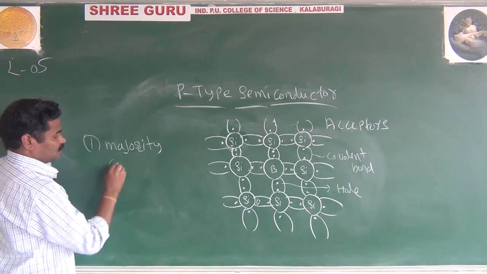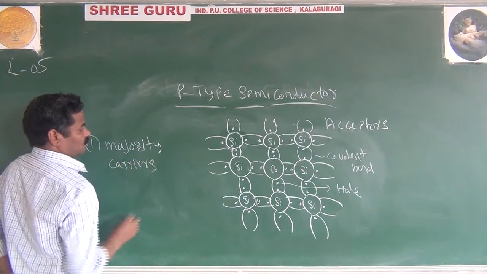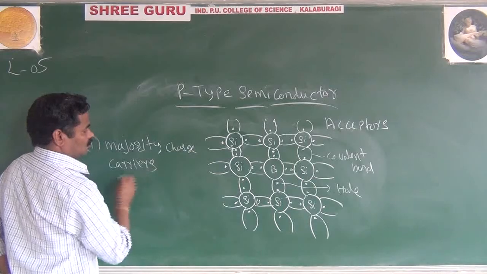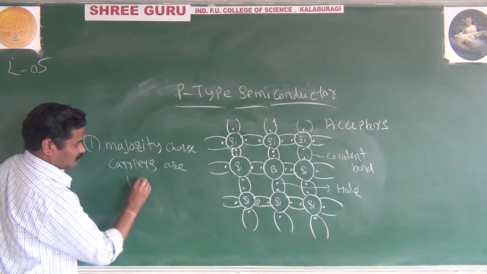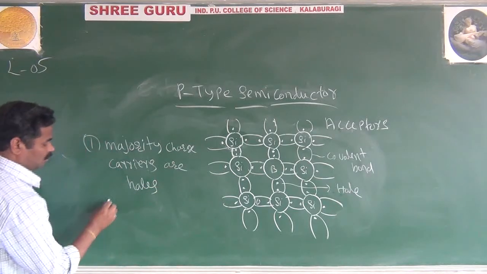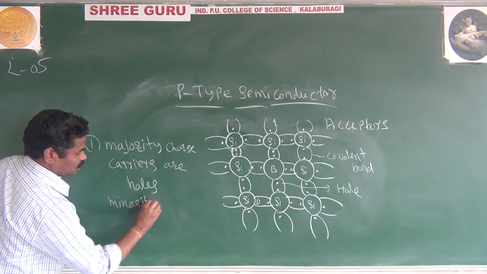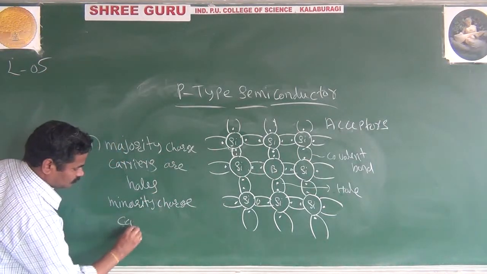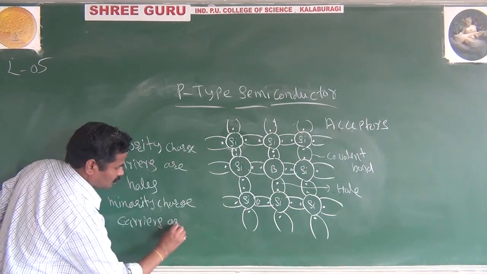Majority carriers. Majority charge carriers. Majority charge carriers are holes. And also the minority carriers. Minority charge carriers are electrons.